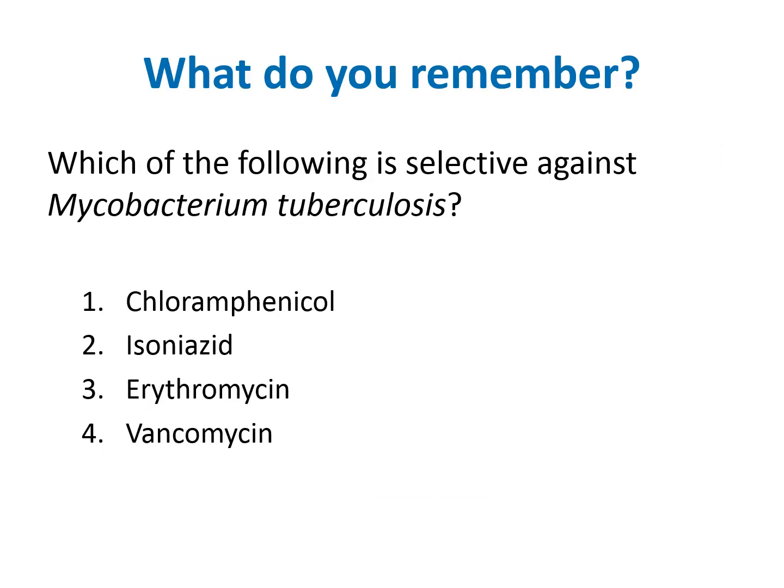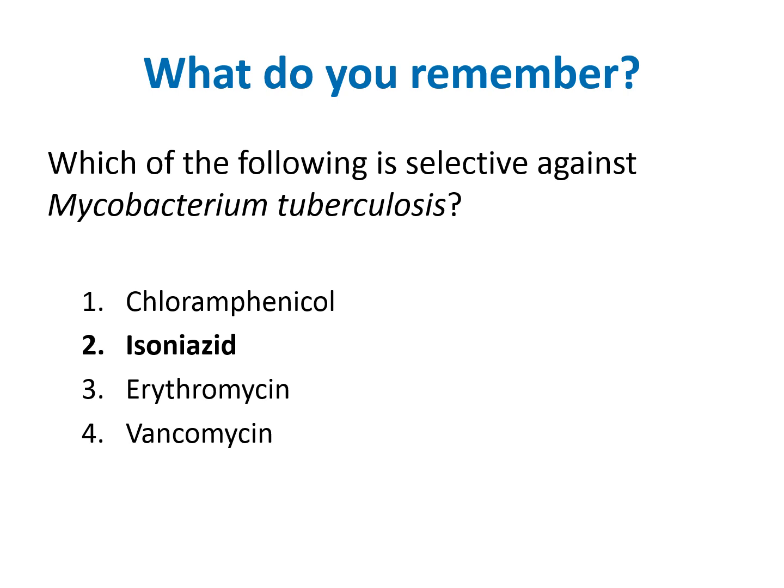Let's try 2 more questions and then wrap this video up. Which of the following is selective against Mycobacterium tuberculosis? Is that chloramphenicol, isoniazid, erythromycin, or vancomycin? Right, isoniazid is the answer here. It targets or inhibits mycolic acid synthesis, and mycolic acid is a component of Mycobacterium tuberculosis.